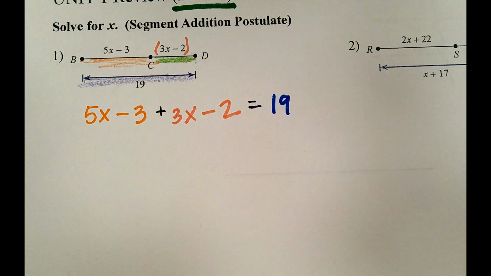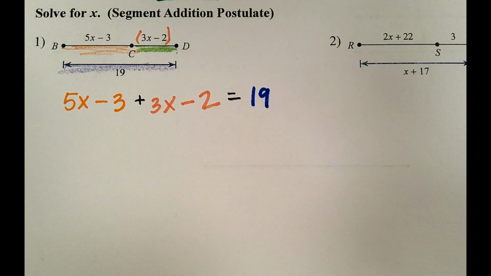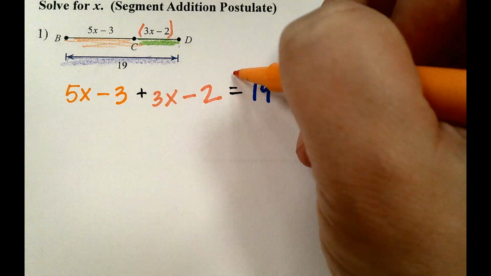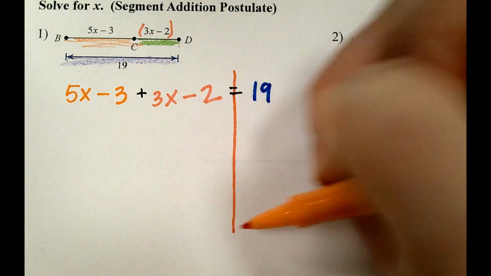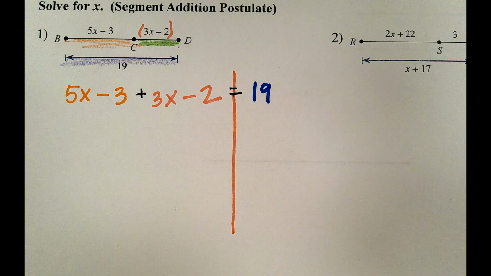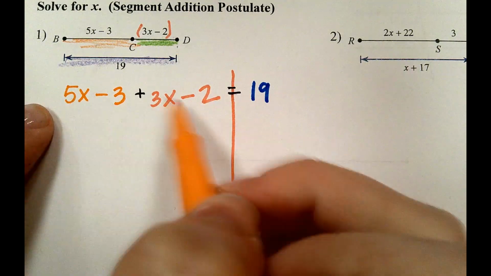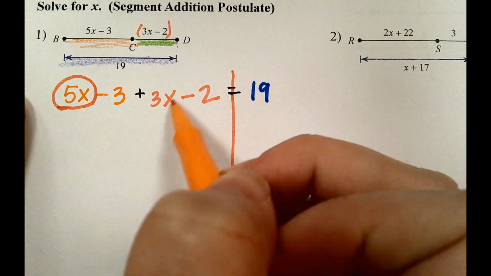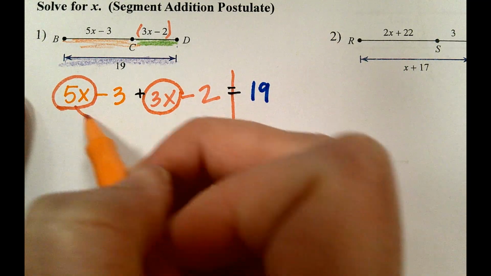Whenever I have a big equation like this, where I've got like terms I'm going to have to move around, I love to draw a line through my equal sign. That really helps me stay organized. So now that I have the correct equation written, what is my next step? Combine your like terms. Yes, 5x plus 3x gives me 8x.